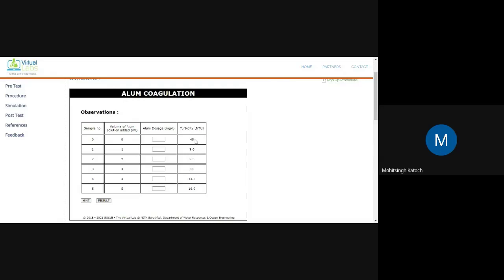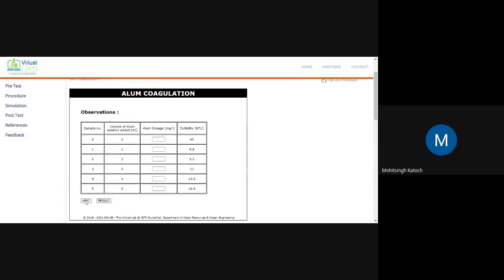So this is the turbidity unit which we calculated from the nephelometer. So 0 ml sample number 0 was 45 NTU. Sample number 1 is having turbidity of 9.6 NTU. Sample number 2, 5.5 NTU. 3, 11 NTU. 4, 14.2 NTU. And 5, 16.9 NTU. So after this sample number 2, the turbidity is increasing as we increase the dosage of alum. So now we have to write the alum dosage in milligrams per liter.